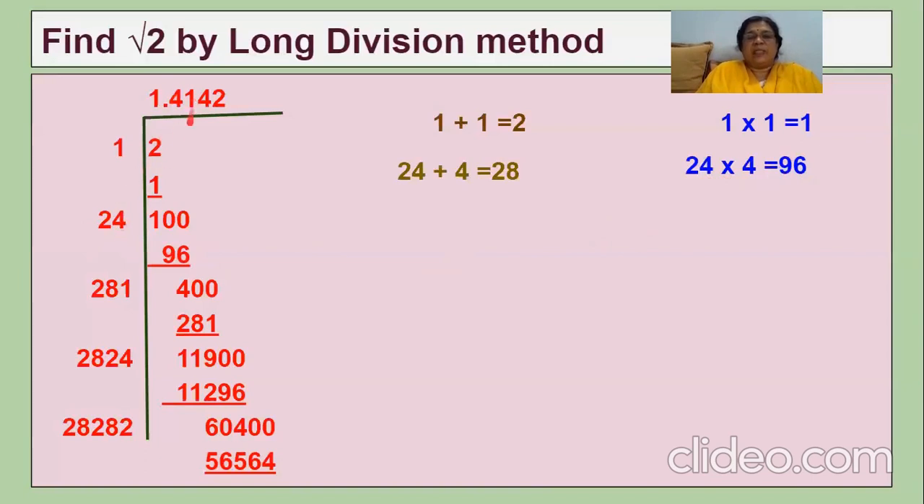See here. When you subtract, you will get 4. We have already kept a point, and every time you can keep 2 zeros. So I kept 2 zeros like this. Now here it is 24, here it is 4. 24 into 4, you got 96. Now you have to add this.